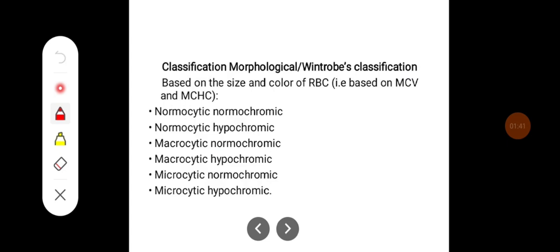So, the classification of anemia: there can be morphological classification or etiological classification. Morphological classification is also called Wintrobe's classification, and it is based on the size and color of the RBC, that is, it is based on the mean corpuscular volume and mean corpuscular hemoglobin concentration. Thus, the anemia can be divided into different types: normocytic normochromic, normocytic hypochromic, macrocytic normochromic, macrocytic hypochromic, microcytic normochromic, and microcytic hypochromic.